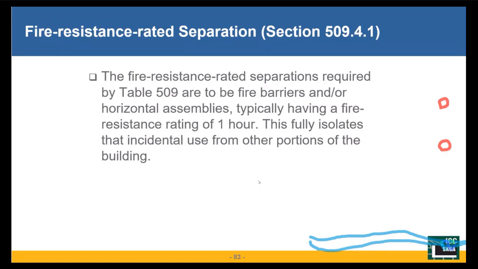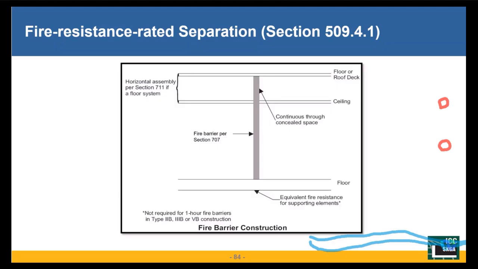This is the fire resistant separation required by table 509, and it will be covered extensively in the chapter 7 webinar. You either provide fire barriers or horizontal assembly, and typically it's 1 hour rating. We can see graphically here, a fire barrier must go all the way up to the underside of the floor or ceiling assembly above, and it must be continuous through the concealed space. Again, section 711, chapter 7, we'll talk about that in detail.